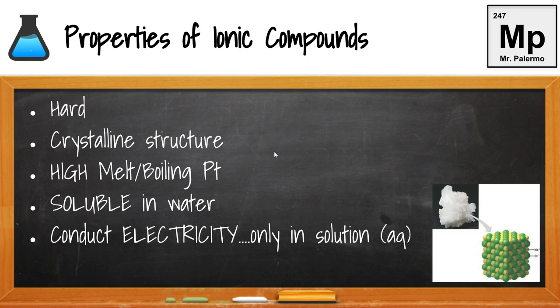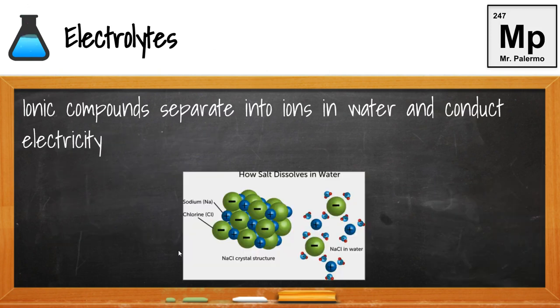What are the properties of ionic compounds? Well, they're hard. They have this crystalline structure, so they form crystals. They have a high melting and high boiling point because it's hard to break apart that electrostatic attraction, that positive-negative attraction. They are soluble in water. They'll dissolve in water. And they will conduct electricity, but only in water, only when we dissolve them in water, which is called an aqueous solution. And we call ionic substances electrolytes because they conduct electricity.